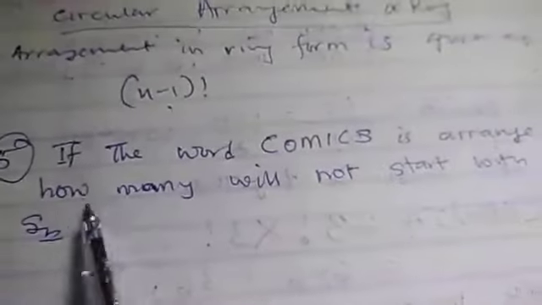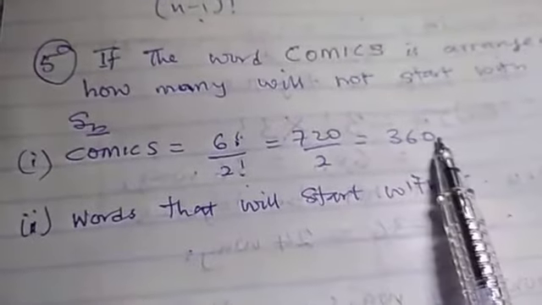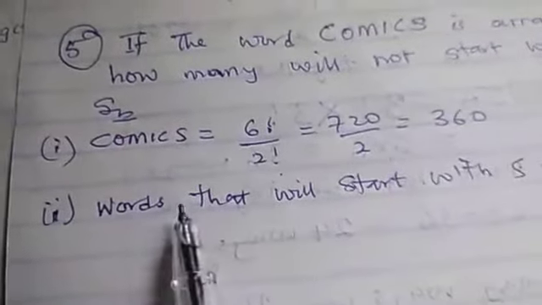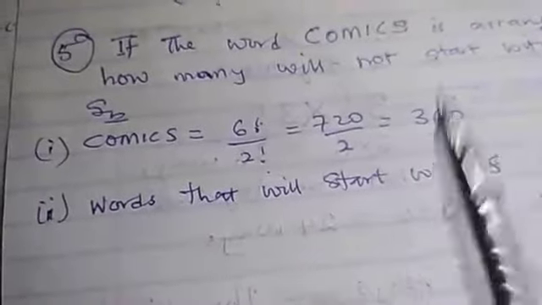Now another example: if the word COMICS is arranged, how many will not start with S? To get this, I have to know how many will start with S. If I know how many will start with S, then with the help of the former idea, we can get it. First, find no restriction. So how do we arrange COMICS? I'll count 6 factorial, C occurs twice, over 2 factorial. That gives me 360.